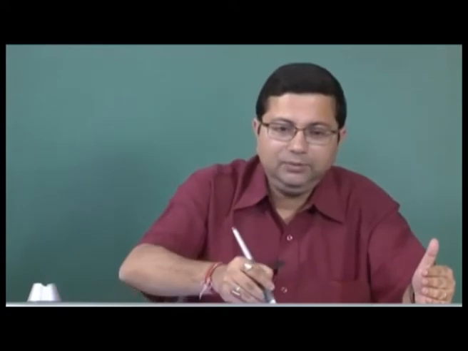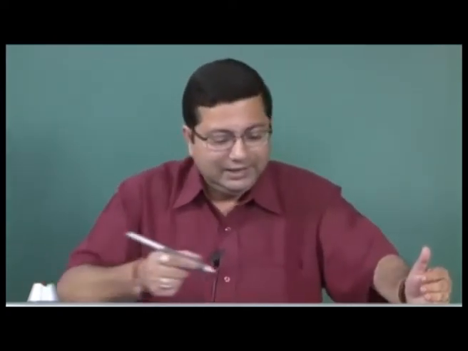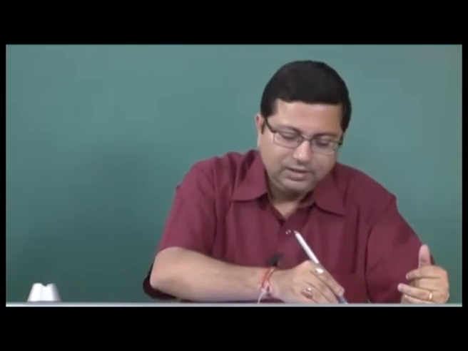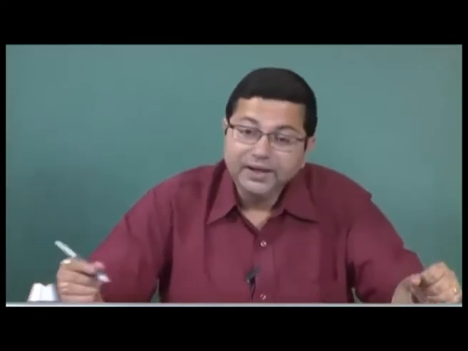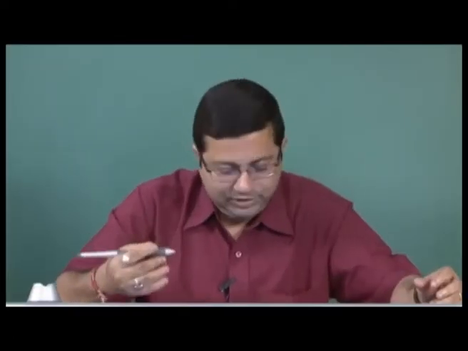So, having the ammonium perchlorate mixed with a double base propellant reduces the fuel richness. So, it moves towards more complete combustion. Because of that, the specific impulse improves. So, we get a better specific impulse with this type of propellant. It increases the rate of burning because explosives are used, and also the AP crystal will burn at a particular rate higher than the double base propellant burning rate.